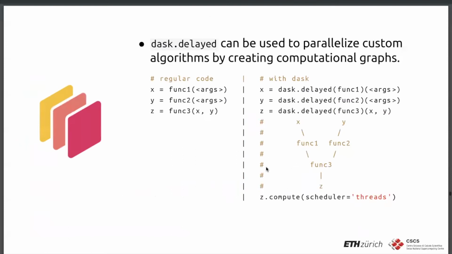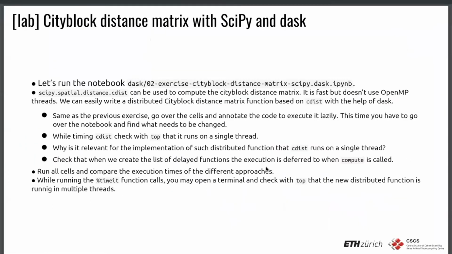Okay, now we're going to move to another example. We're going to go back to our distance matrices and try to do a city block distance matrix. Remember that in the city block metric, we cannot apply the trick that we did. So we're going to try to make a version based on Dask and CuPy. And here, let's go back to the notebook.